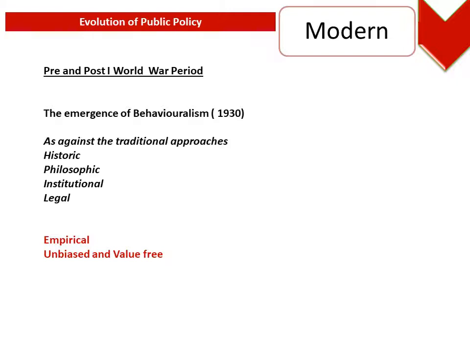And philosophical approach means they considered the various philosophies given by various thinkers as a source of study of political science. And institutional approach means study of political science through various institutions like legislature, executive, judiciary, etc. And legal approach means study of political science through various laws, which are formulated and implemented by various institutions and various governments.